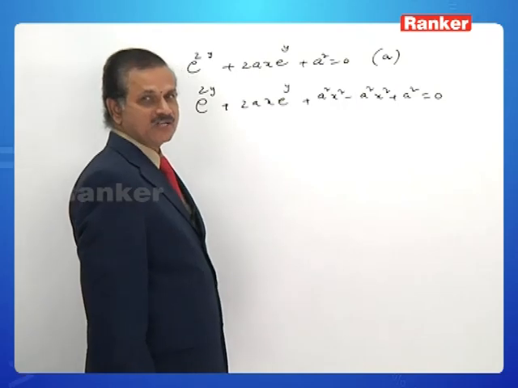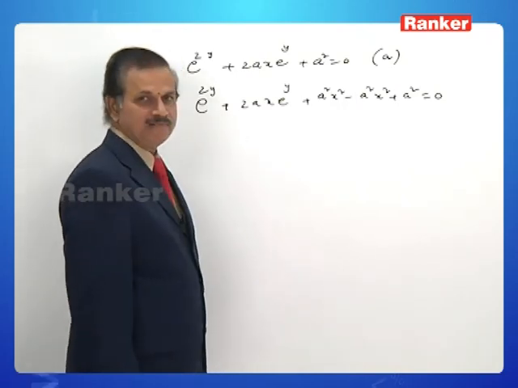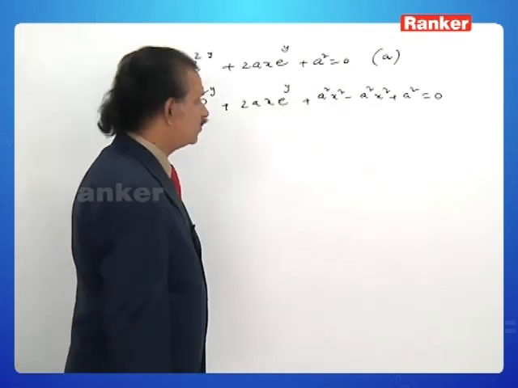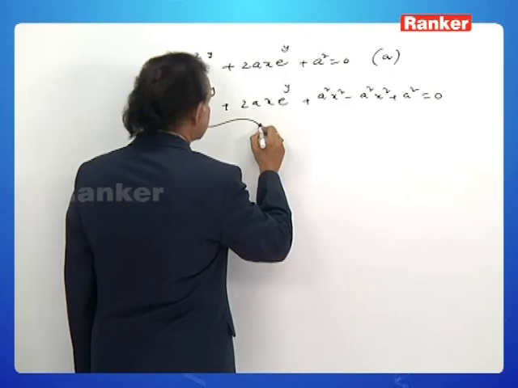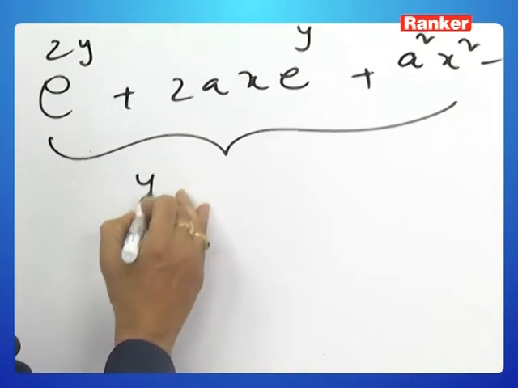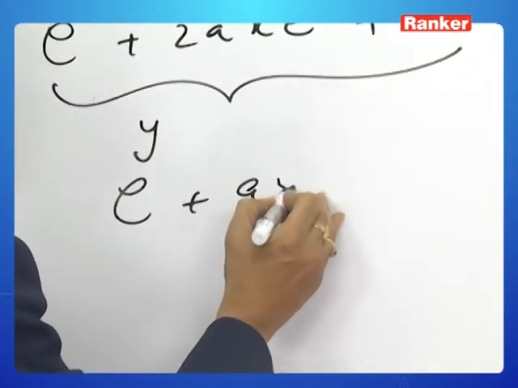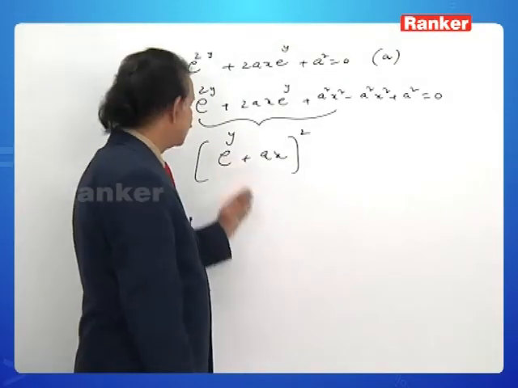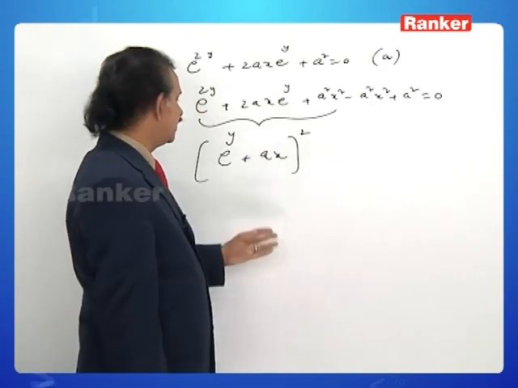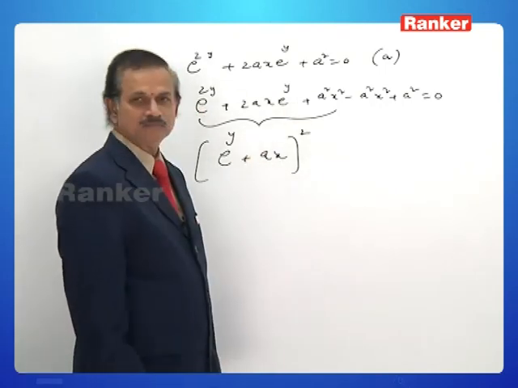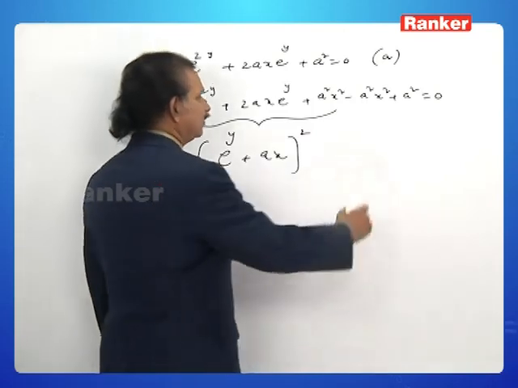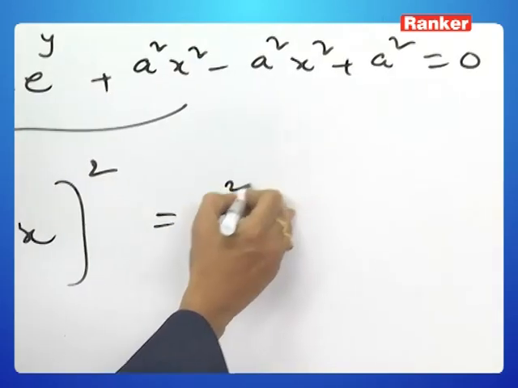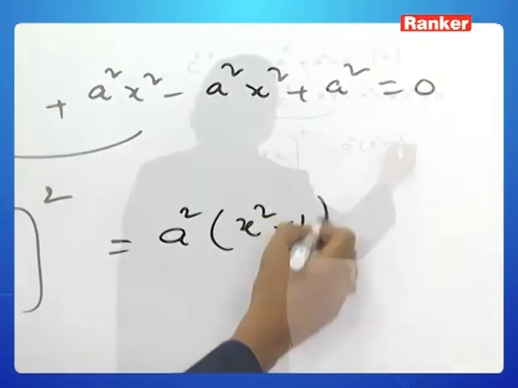I think you might have observed what is done by me. I have added and subtracted a square x square. What is the reason for that? You can write this as (e power y plus ax) whole square. Can you believe it? e power 2y plus a square x square plus 2ax e power y, plus a square minus a square x square is equal to 0. This is equal to a square into (x square minus 1).